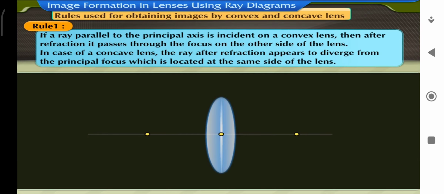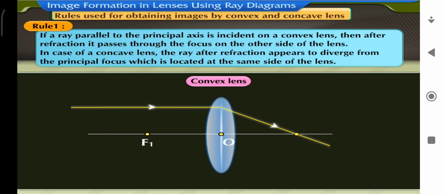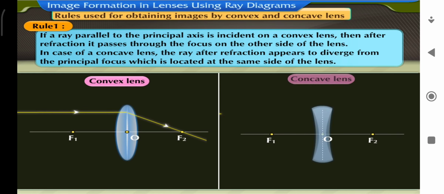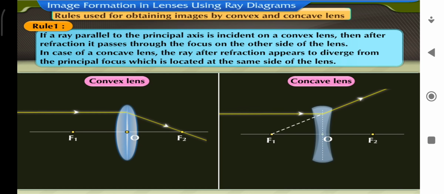Rules used for obtaining images by convex and concave lens. Rule 1. If a ray parallel to the principal axis is incident on a convex lens, then after refraction it passes through the focus on the other side of the lens. In case of a concave lens, the ray after refraction appears to diverge from the principal focus, which is located at the same side of the lens.